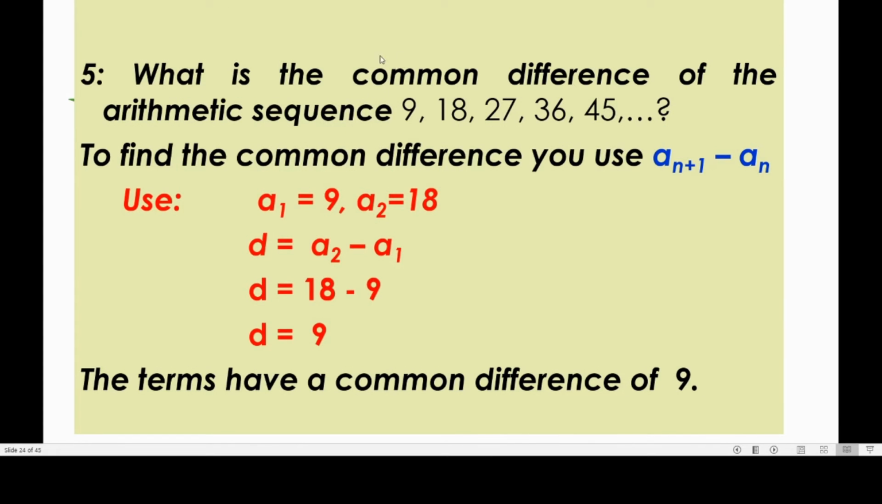Another example. What is the common difference of the arithmetic sequence 9, 18, 27, 36, 45? To find the common difference, we use A sub 2 minus A sub 1. 18 minus 9 is equal to 9. Therefore, the common difference is 9.